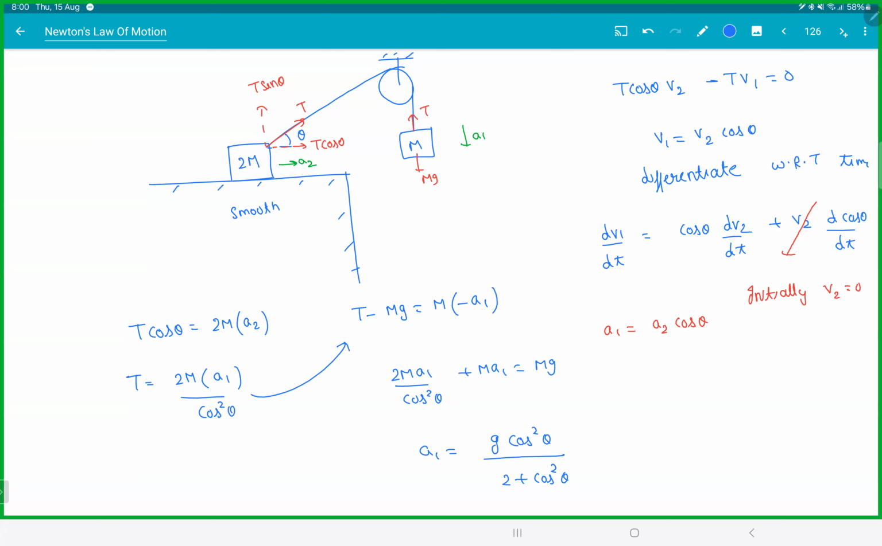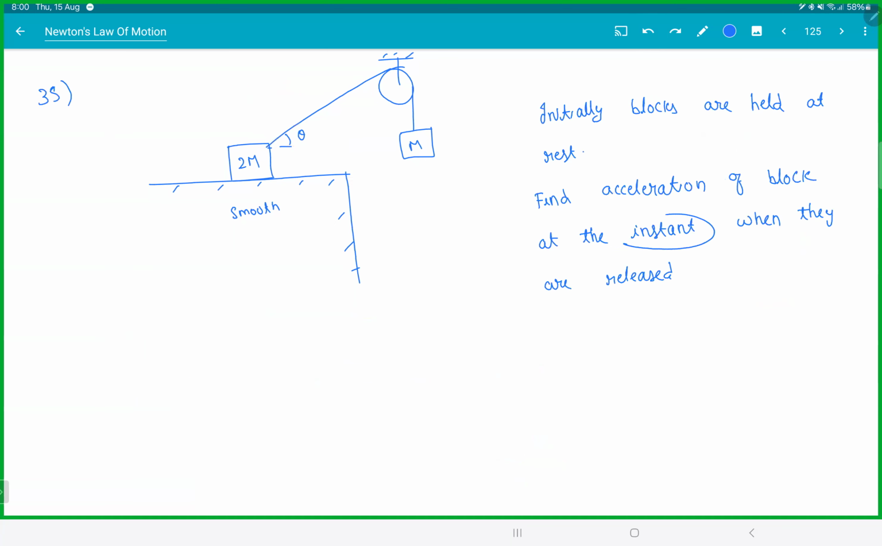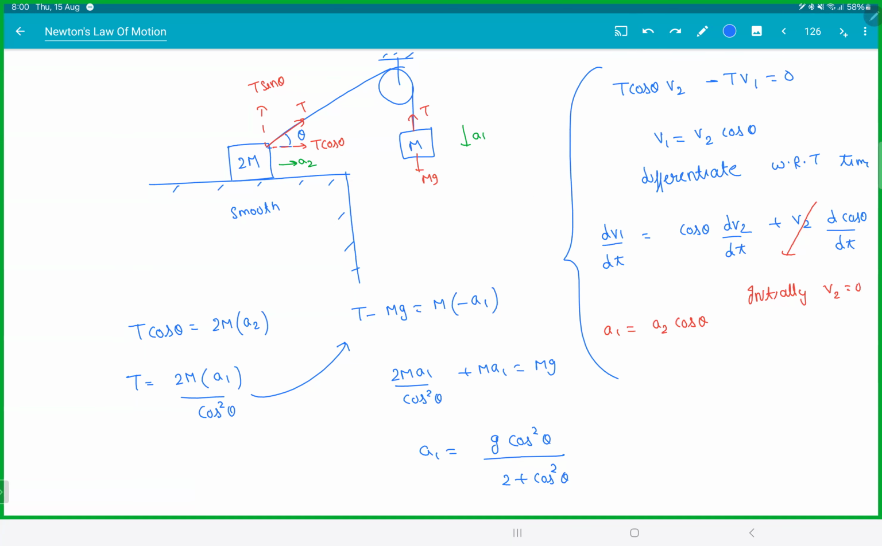Do have a look at the steps. Again, I didn't teach you anything new. The same steps: choose your system, draw the FBD, assign accelerations and find relation between them. Here, if the velocities were given, it would have been a big mess with the second differential. That is the reason for mentioning the word initially. So the velocities are zero. Luckily, this term became zero. We did not need to calculate d cos theta by dt. Do you remember that when theta changes, acceleration will come out pretty weird?